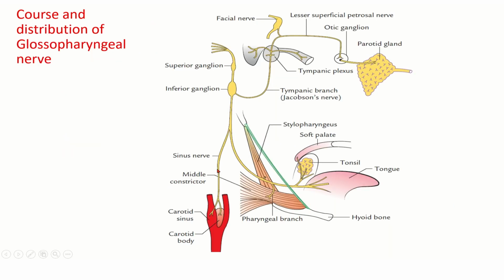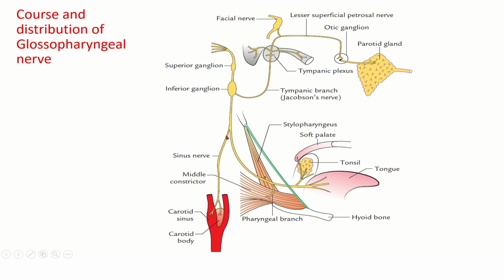So the course, as you see here: multiple rootlets move forwards in relation to the flocculus of the cerebellum and join to form the trunk, and the trunk presents two ganglia, superior ganglion and inferior ganglion. Superior ganglion is smaller, inferior ganglion is larger. Superior ganglion does not have any branch or communication, inferior ganglion has a communication. You can also see the tympanic branch arises from the inferior ganglion.